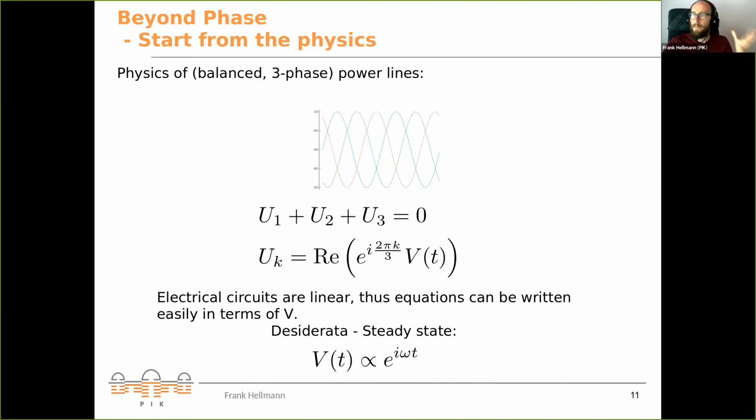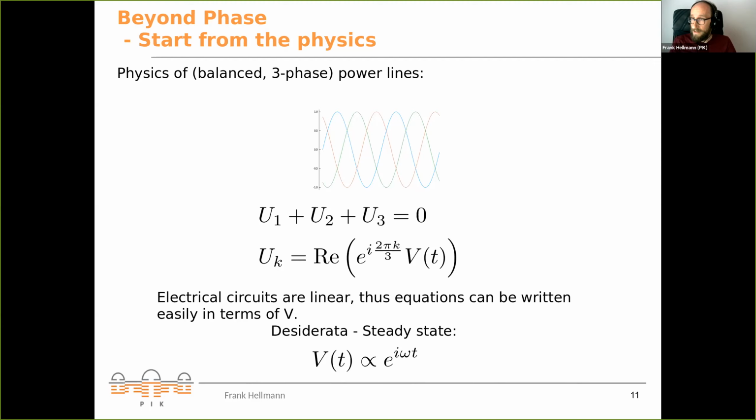What is the physics of power flow in a modern power grid? Modern power grids are three-phase and balanced. So the power lines actually don't have just one sinusoidal wave, but they have three sinusoidal waves. They're phase shifted so that the total sum of the three waves is always zero. That means we can parameterize the three waves by a single complex number, V of t, which will automatically satisfy the constraint above.